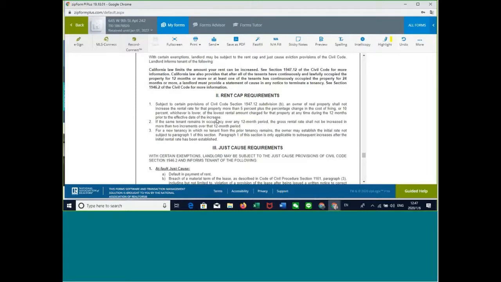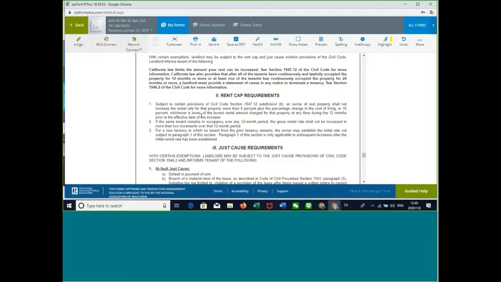Okay. Now, the rent cap requirement says, subject to certain provisions of 1947.12 subdivision B, an owner of real property shall not increase the rental rate for that property more than 5% plus the percentage change in the cost of living, or 10%, whichever is lower. So that's why when you see the rent cap, it's actually not so bad, because you get at least 5% plus the cost of living.